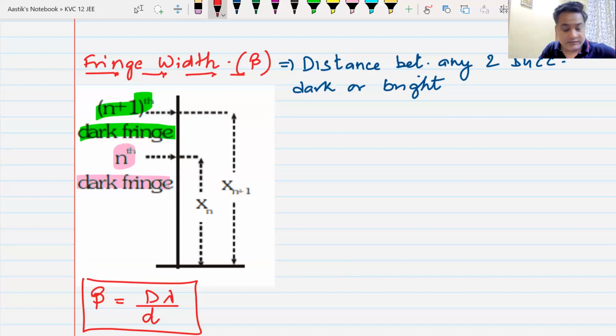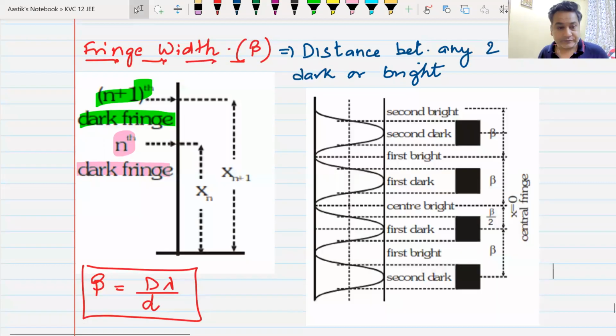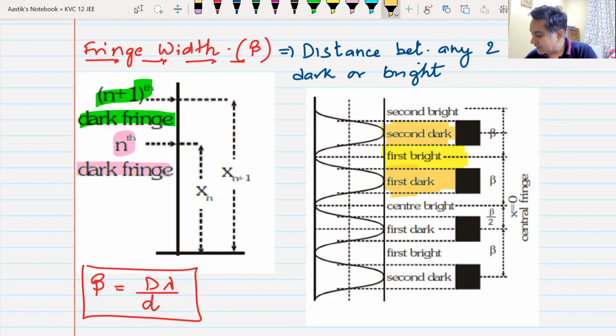You will get the value of beta as capital D lambda by small d. We will show you one more diagram. You may not have to draw this. This is just for your understanding of the concept of fringe width beta. This is the dark fringe. Then you have the bright fringe. Then you have the dark fringe. To find the distance between any two consecutive dark or any two consecutive bright fringes, that becomes your fringe width. Do we understand this, yes or no?